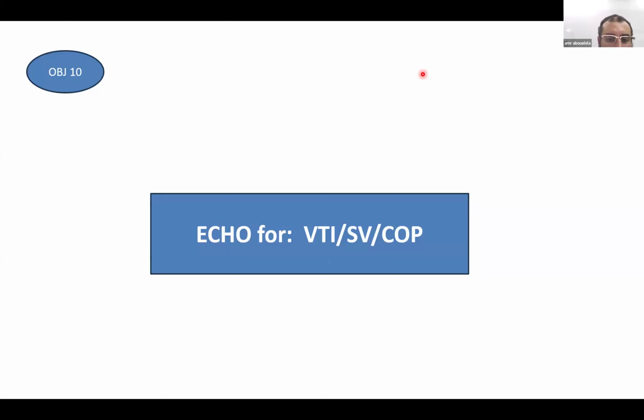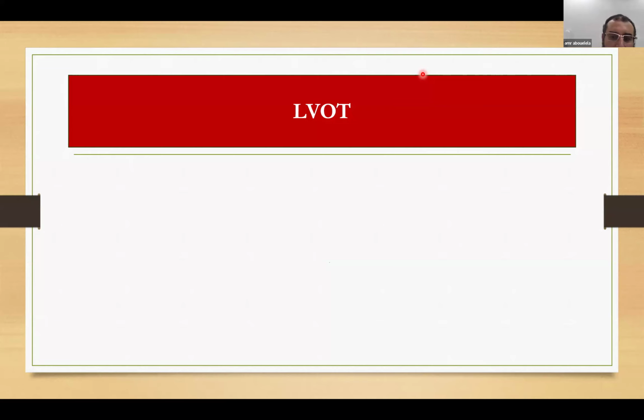Next station is echo for VTI, stroke volume, and cardiac output. I will try to summarize how to measure the cardiac output by echo. It's not easy if you don't have any skills of echo, but if you have basic knowledge of how to use the echo, maybe you can apply it. It's not very complicated also.